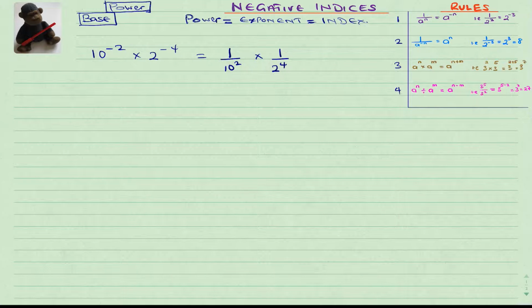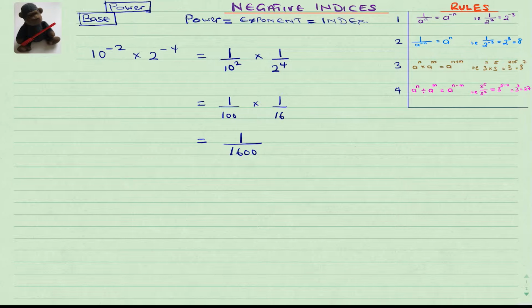In this case, that will be 1 over 100 times 1 over 2 to the power of 4, which is 16, 2 times 2 times 2 times 2. And that will become, well, 16 times 100 is 1600. So that will become 1 over 1600.